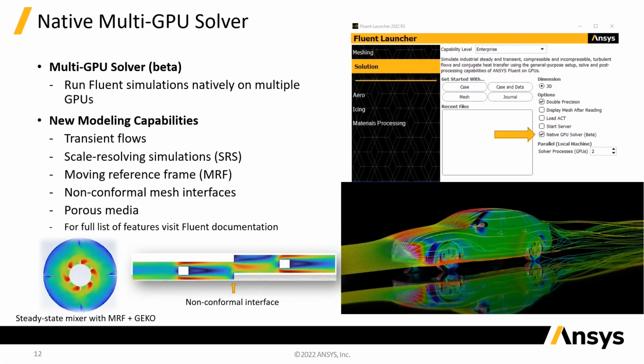A really exciting development. It's a beta feature at the moment, but something that you may like to try. This is a solver that runs entirely on a GPU, giving massive speed up. And at the moment, it's got quite significant capabilities already. Transient, scale resolving, or RANS, a moving reference frame, porous media. So you can see that this first release is really focused around aerodynamics. So give it a try. And if you're interested, contact us. Several of my colleagues are really into this.